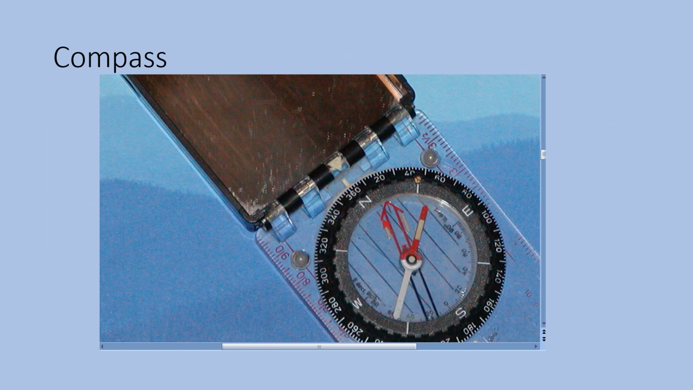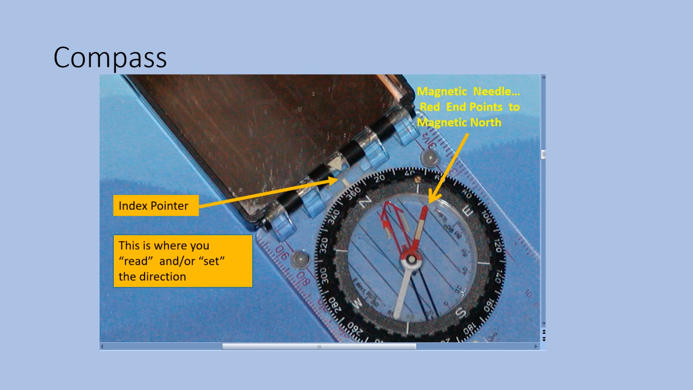Essential elements of a compass include the magnetic needle. The red end of the needle points to magnetic north. The index pointer, and this is where you read or set the direction. And the azimuth ring or bezel, which is graduated in 2-degree units usually, though some are 1 degree and some are 5 degrees. But the graduations increase in a clockwise direction.